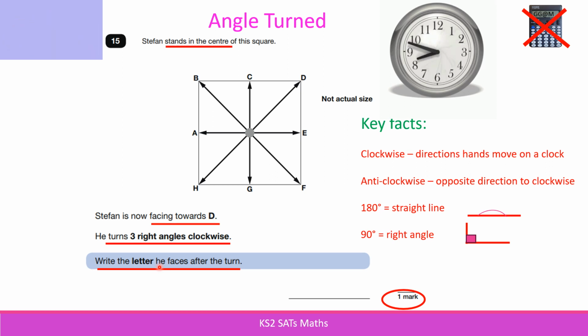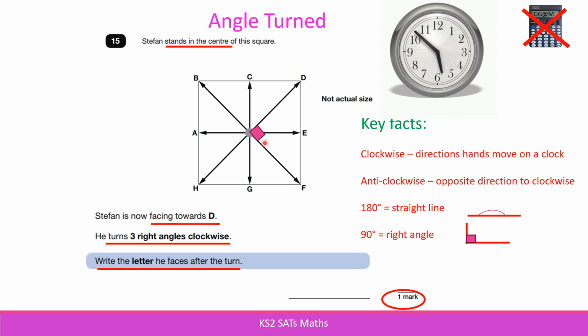Fantastic work guys, hopefully you've managed to get yourself an answer. So we're starting off facing D and we're going clockwise. So when we go clockwise, we're going round to the right. So we're going round in this direction here. So 1 right angle will take me to F.